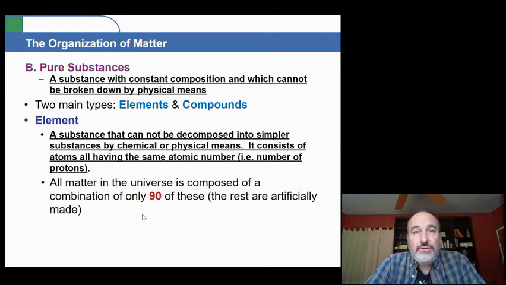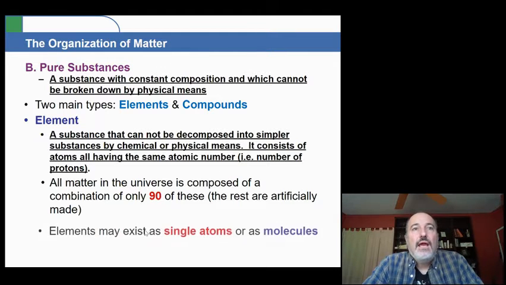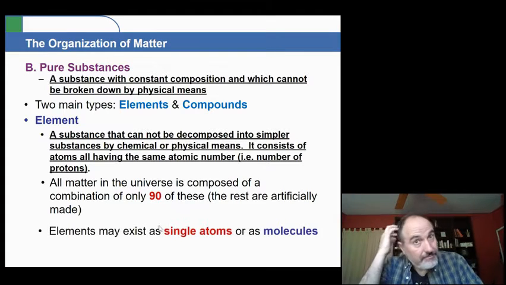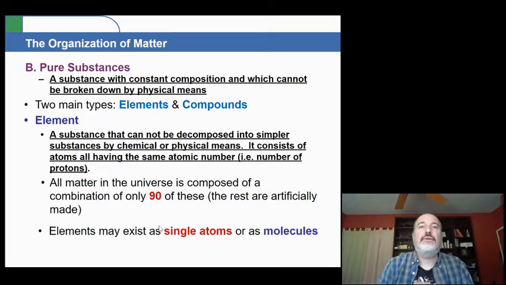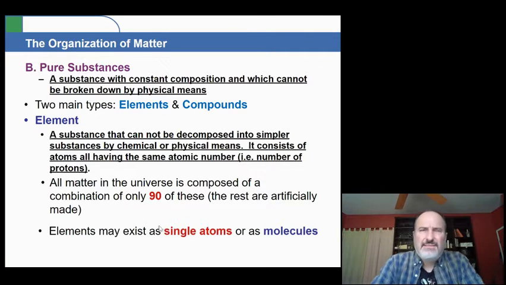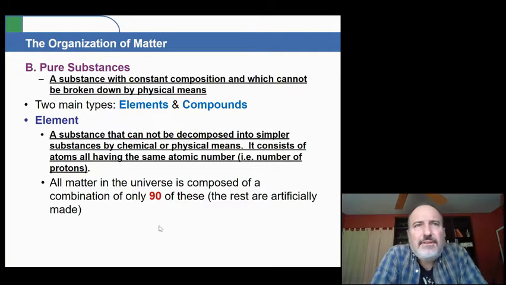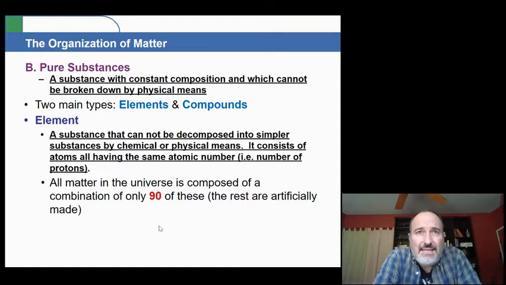And all matter in the universe is actually composed of a combination of only 90 of these. The rest are artificially made, but there are only 90 naturally occurring elements. And elements may exist as either, oh, by the way, let's take a step back. This whole concept of matter being made up of only 90 elements kind of blows my mind.